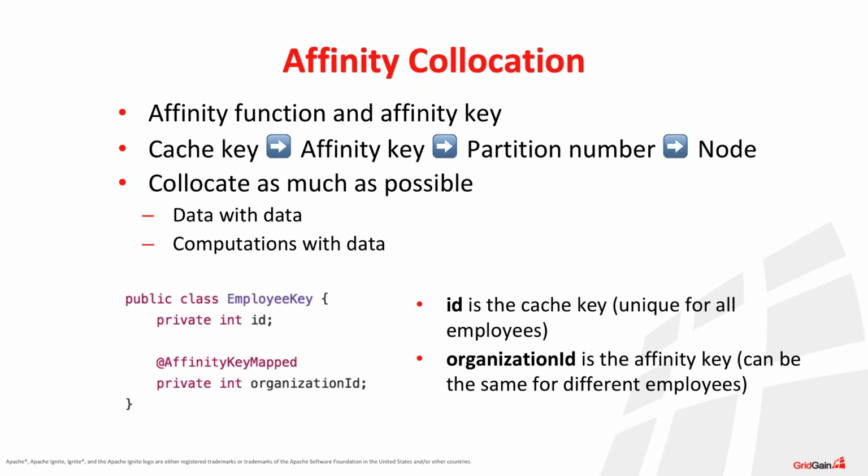So basically, let me talk about affinity, about what is affinity, so that you properly understand that. Affinity is actually a mapping between the cache keys that you store in the data grid and nodes where this key are stored. So for each cache key, like when you do a put for a particular key, you have to be able to know on which node this key will be stored.